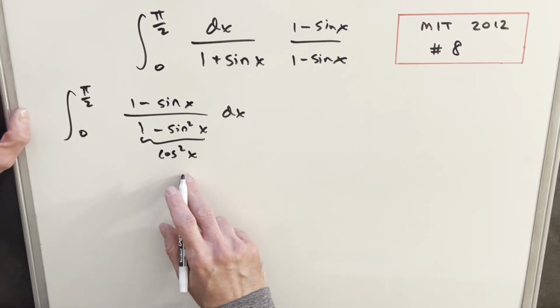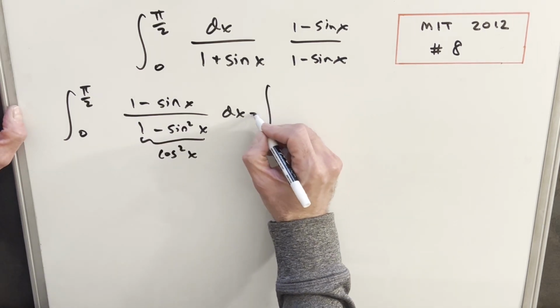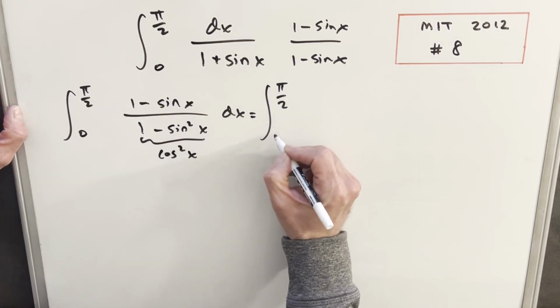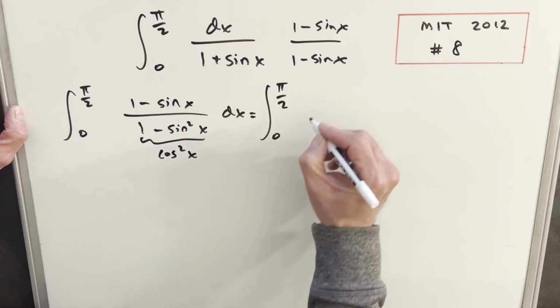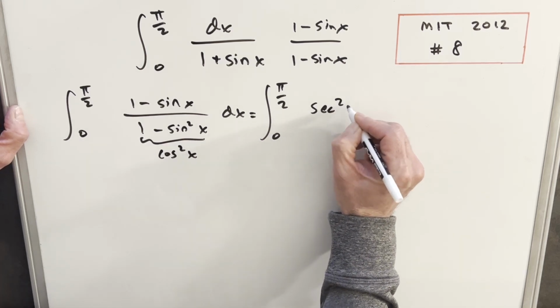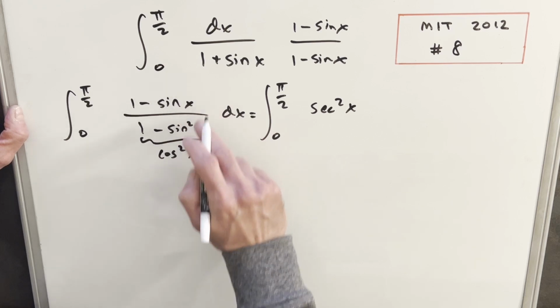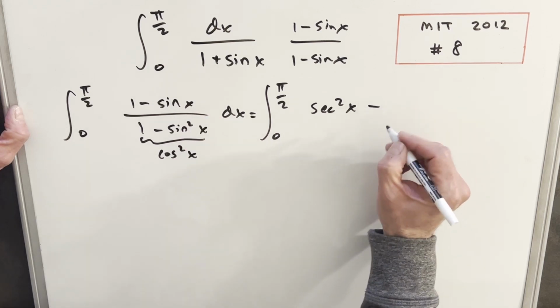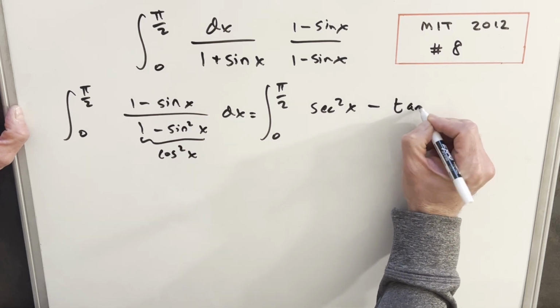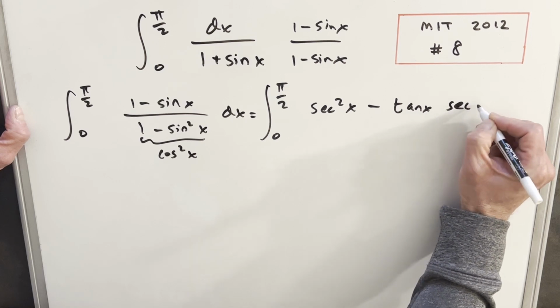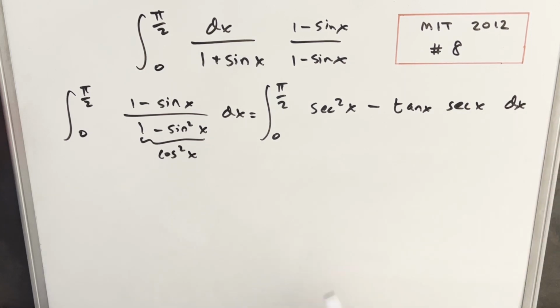And then what I'll do is, let's just divide it into the numerators so that when we do that, 1 over cosine squared x, we're going to have a secant squared x. And then sine over cosine squared x, we can write that as tan x times secant x dx.